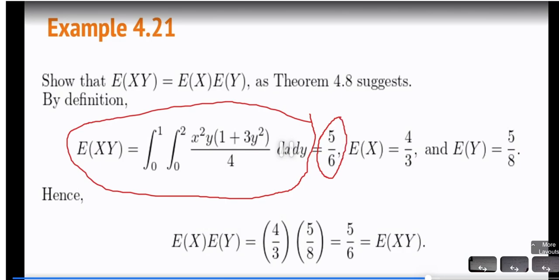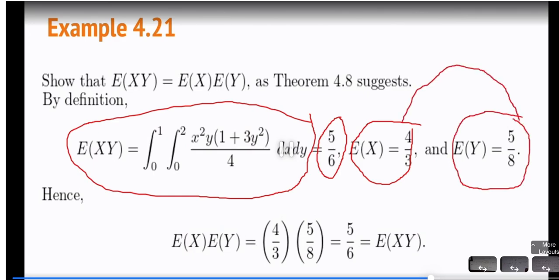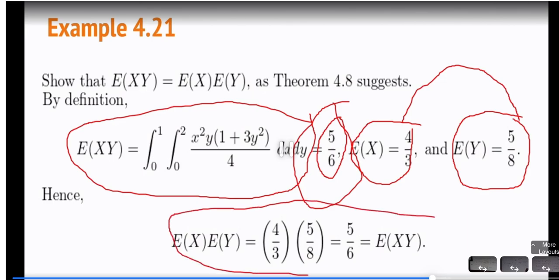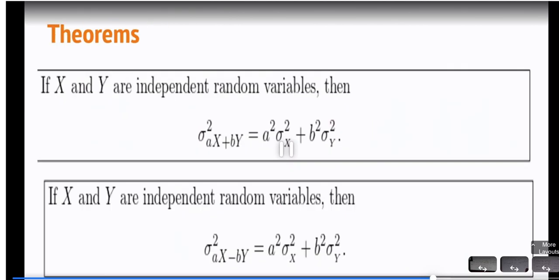When I did that separately, I first got f of x. After getting f of x, I got E of x. Then I also went back to the joint and got f of y to be able to get E of y. I got this. When I multiply this by this, the result is this, when they are independent. But if they are not independent, it's not going to be equal. That's exactly what I'm doing here. Does that make sense? Okay.